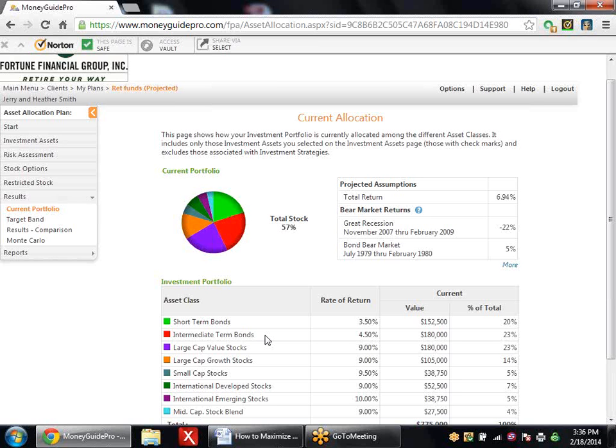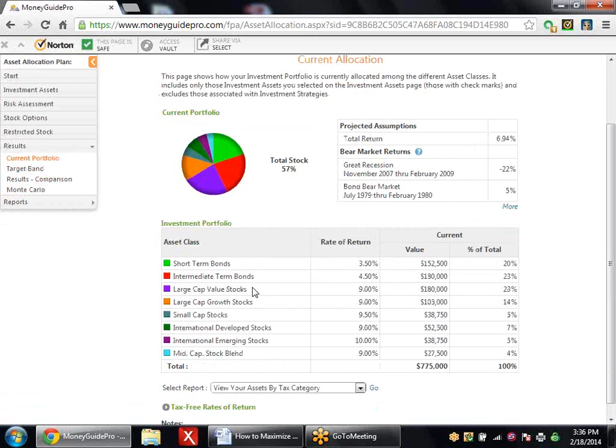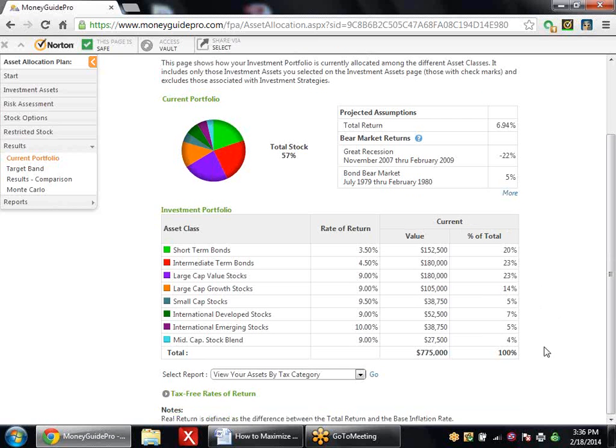Another big down market was a bad bond market. Well, during that horrible bond market back in the late 1970s, 1980, the portfolio actually gained 5%. That's because the stocks did pretty well during that time. This chart here shows viewing your assets by asset class. You'll see the percentages in each one of these. You could also view your assets by the tax category.